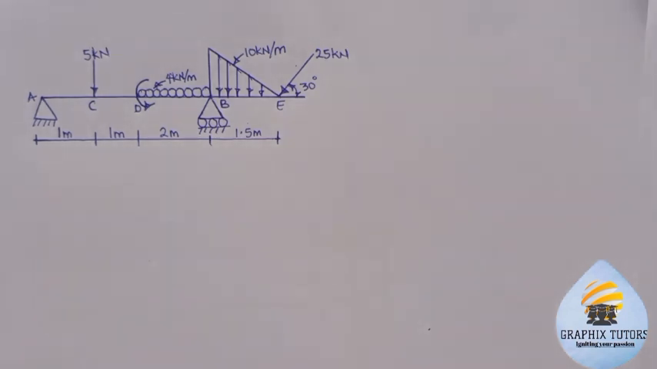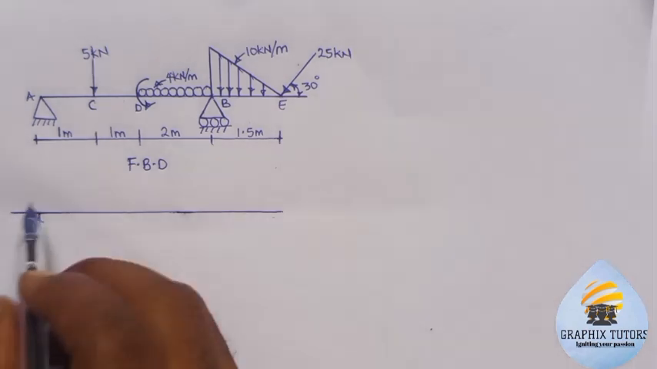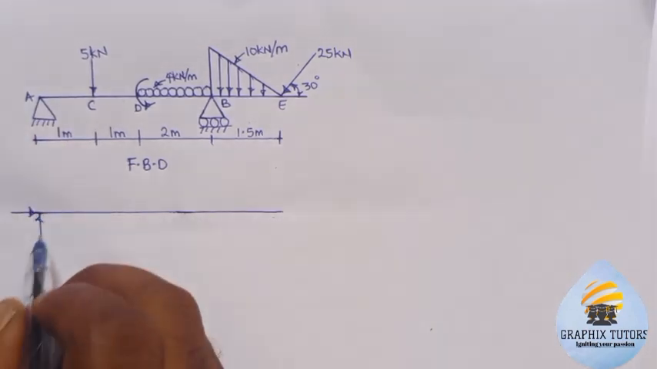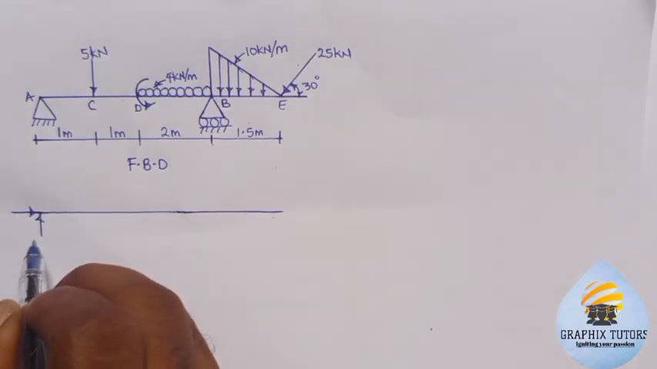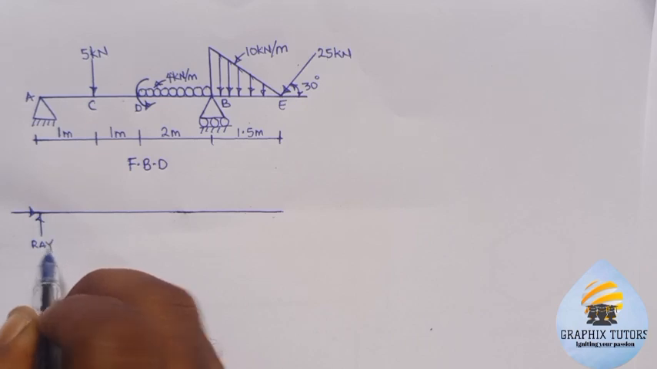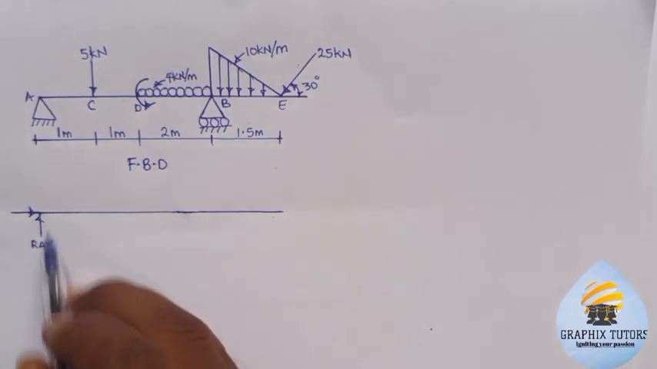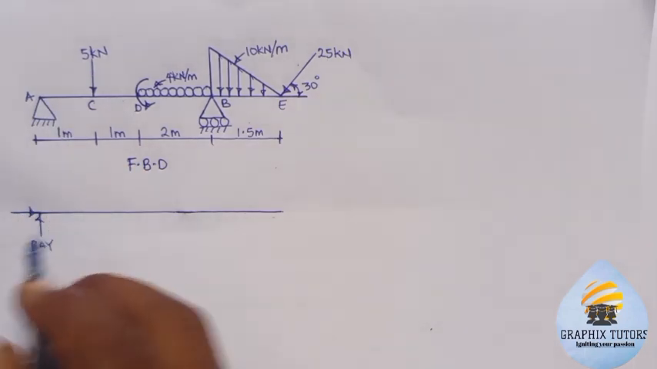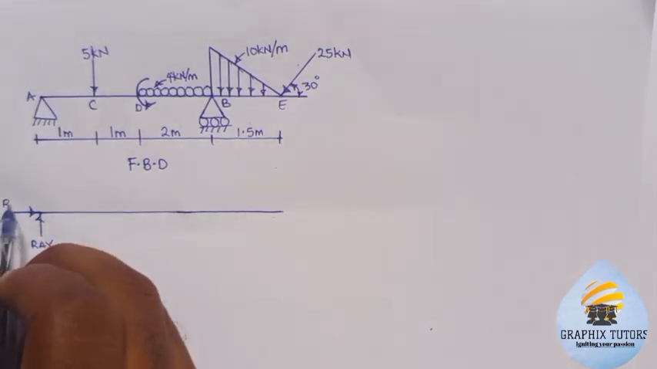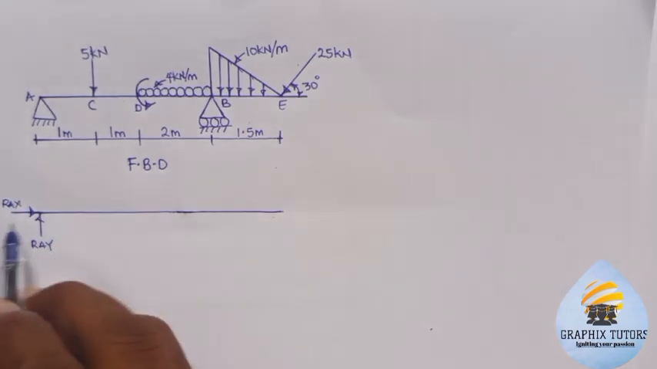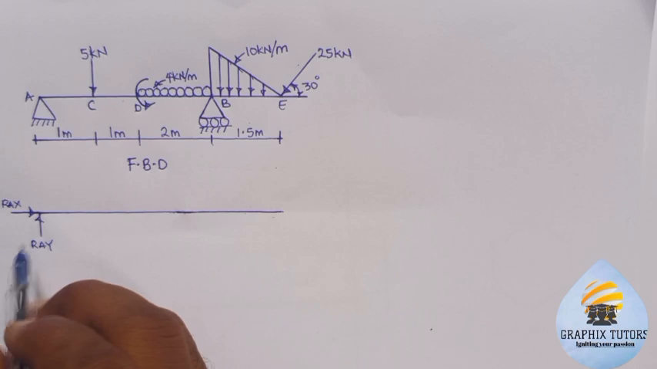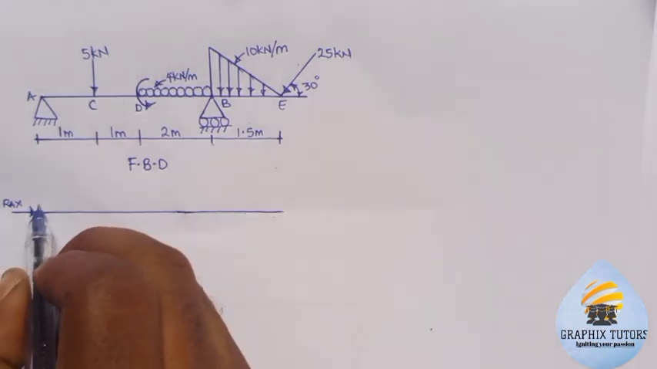So let's see. At the point A here, since it's a pin support, we have two reactions. We'll call the vertical reaction RAY, that is the reaction at point A along the y-axis. In a free body diagram, a support has what is called the reaction. And this is called RAX, that is the reaction at point A along the x-axis. This is our point A here.